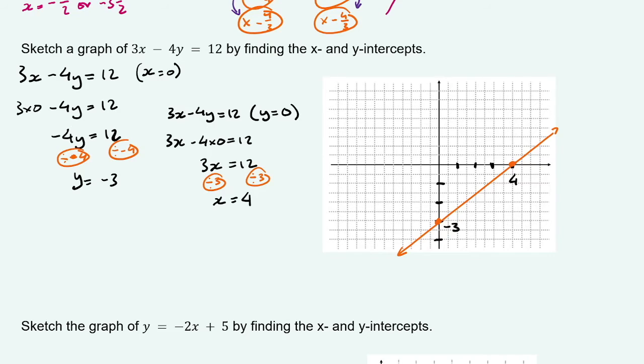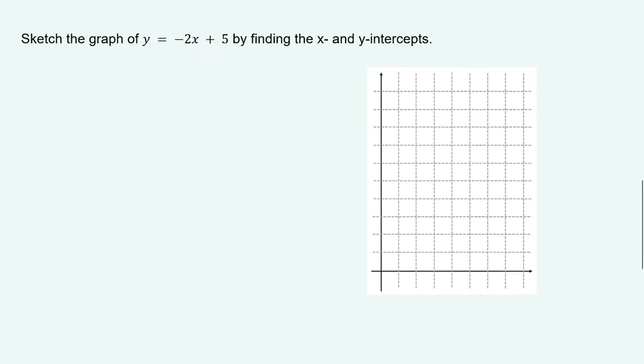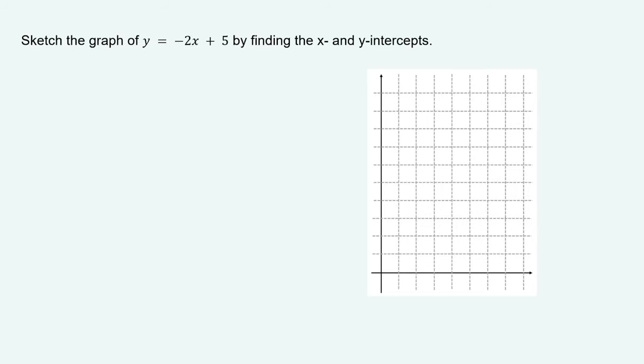So remember to substitute in x equals 0 to find the y-intercept and y equals 0 to find the x-intercept. Okay, we have another example here to look at. And we're going to sketch another graph. And this is our last example. I'm going to sketch this graph using our x and y intercepts. So same deal as before. Substitute in x equals 0 to find the y-intercept, y equals 0 to find the x-intercept.